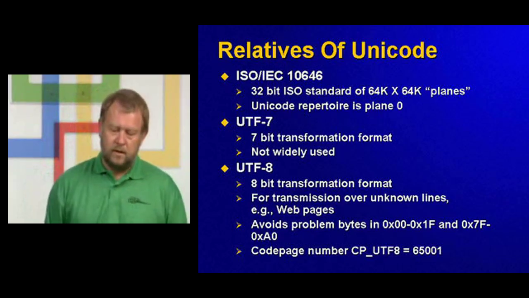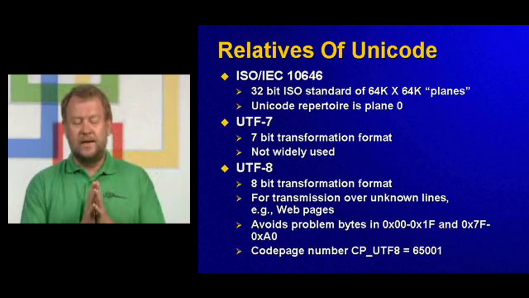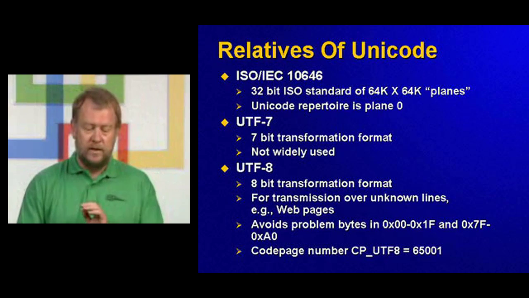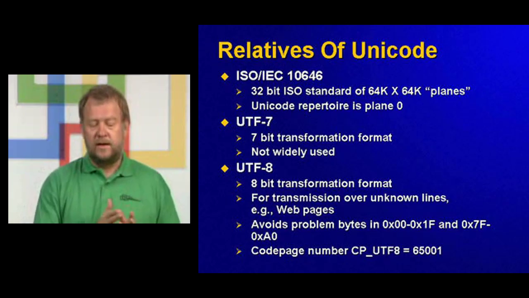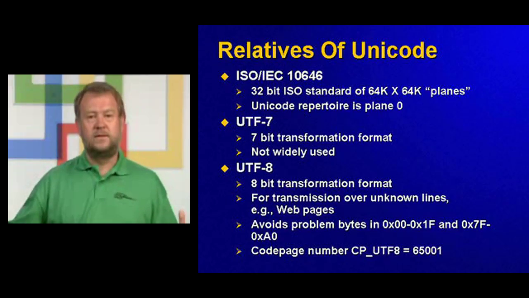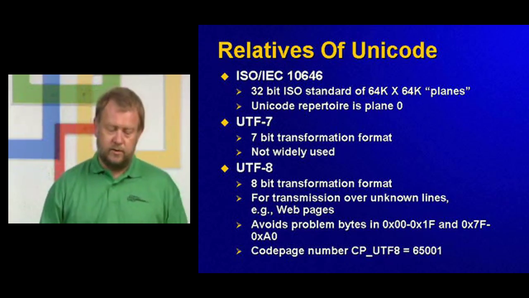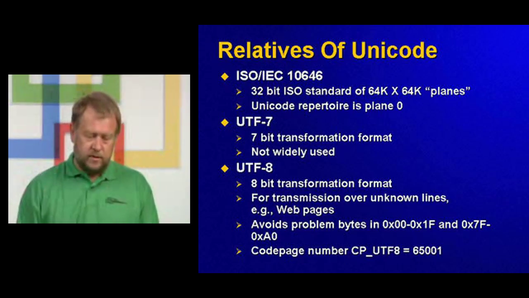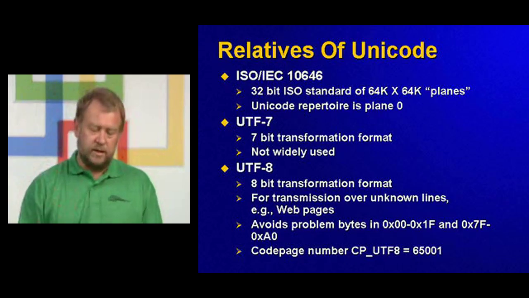Okay, there are some relatives of Unicode that you should be aware of. Unicode is plane 0 of the ISO 10646 standard, a 32-bit standard. They like to think of it as 64K planes of 64K characters each, and the 0th plane is Unicode. It has the same repertoire, the same set of characters as Unicode. And the Unicode consortium works very closely with the ISO standard to make sure that they keep the two in sync.